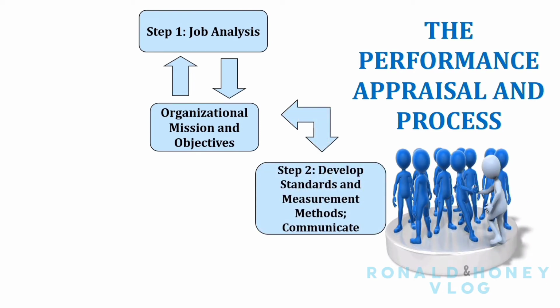Step 2 is about developing standards and measurement methods, and communicating them. This refers to the effectivity, efficiency, productivity, quality, and innovation, abiding by some techniques or methods. These should be accurately measured to know where they can improve.